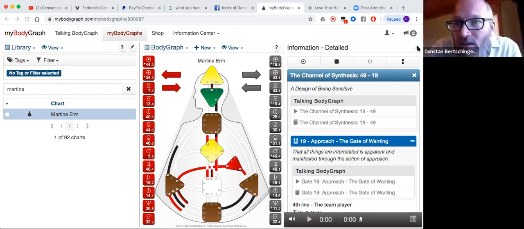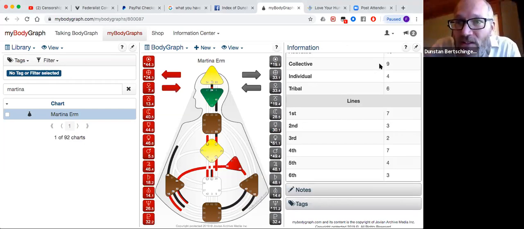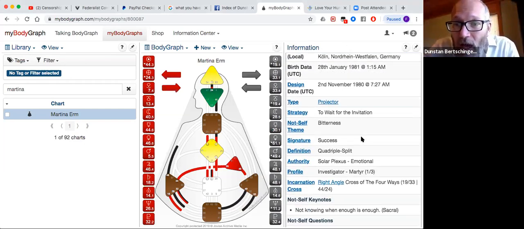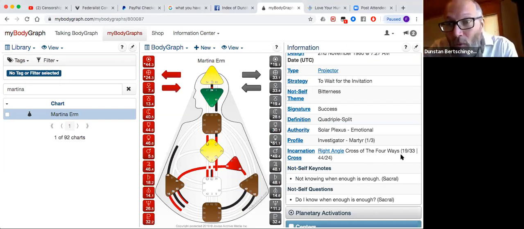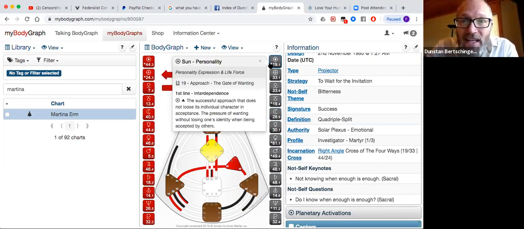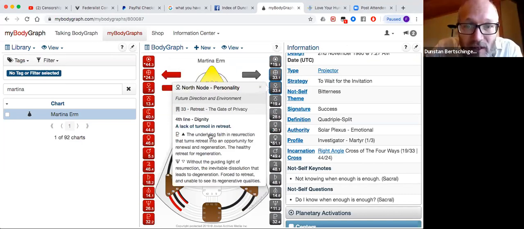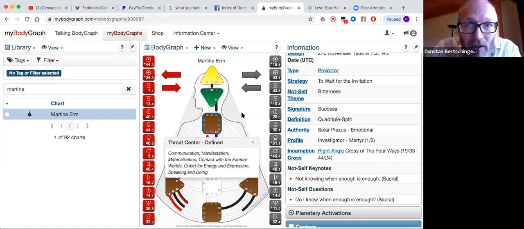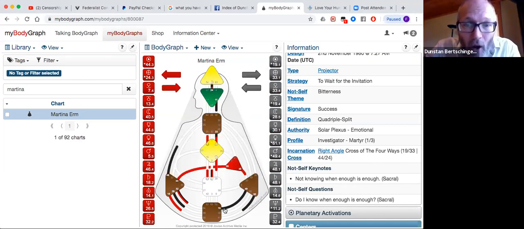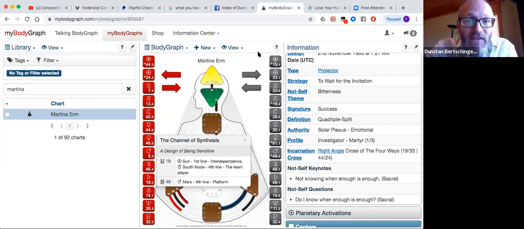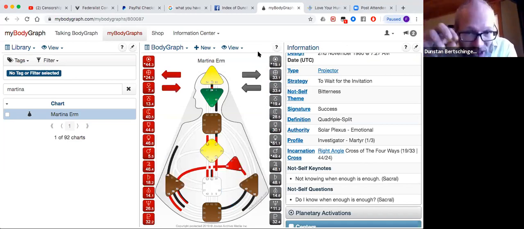Mm-hmm. So let's talk this through, because this is juicy to me. See how it's got the Cross of the 4 Ways, 19-33 and 44-24. So we've got 19 conscious, 33 conscious earth, and both of those we can see. There's your 33 on the throat, and there's your 19 on the root. And both of those are connected in channels to the G and to the emotional center, so it can flow, right?